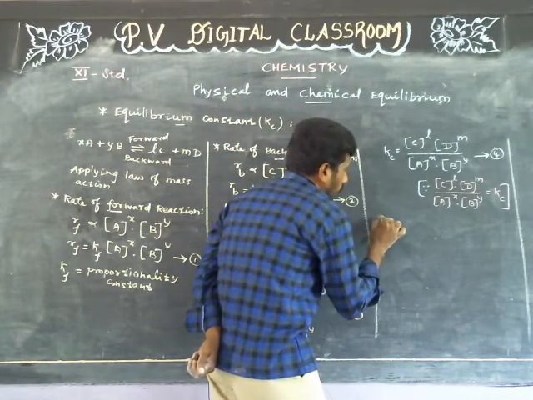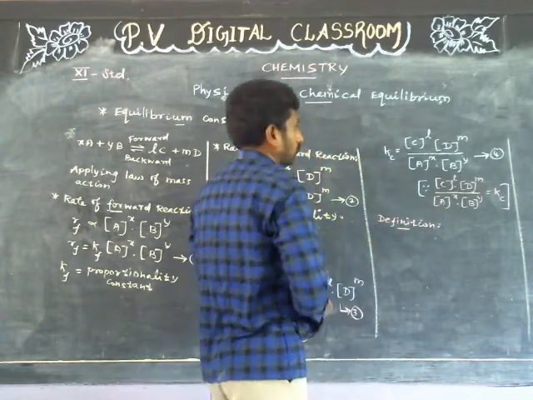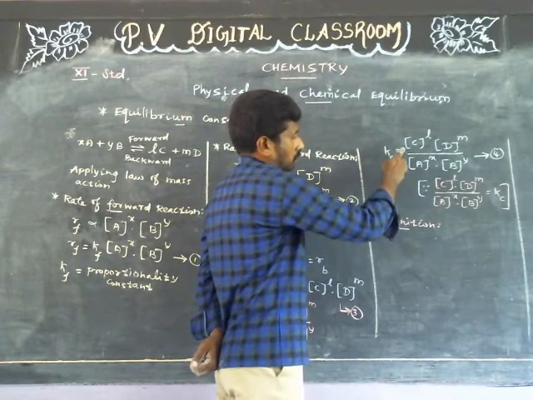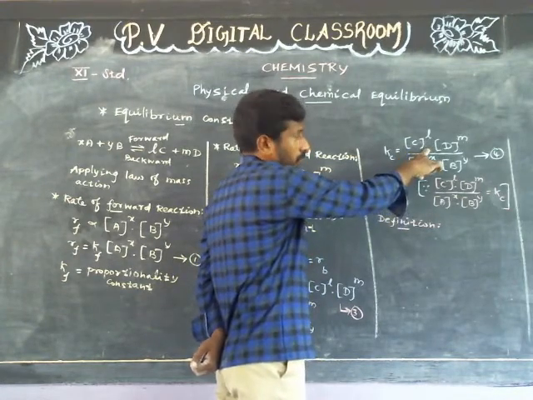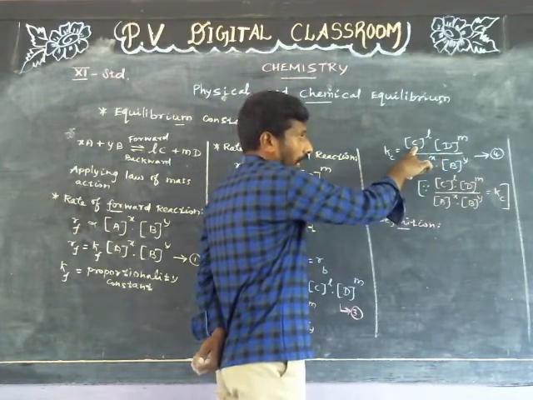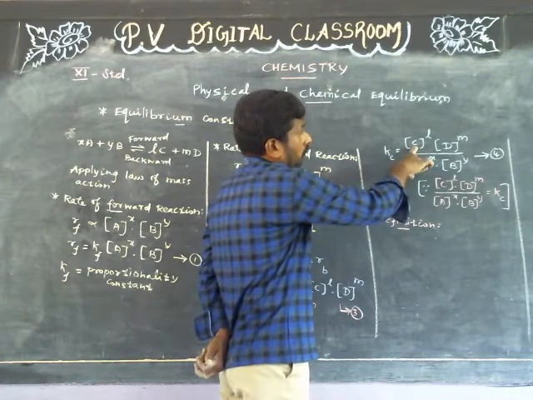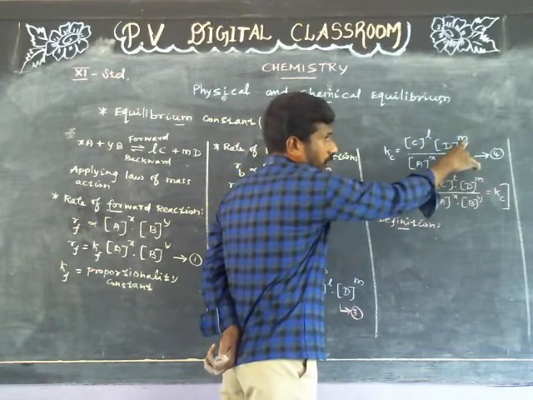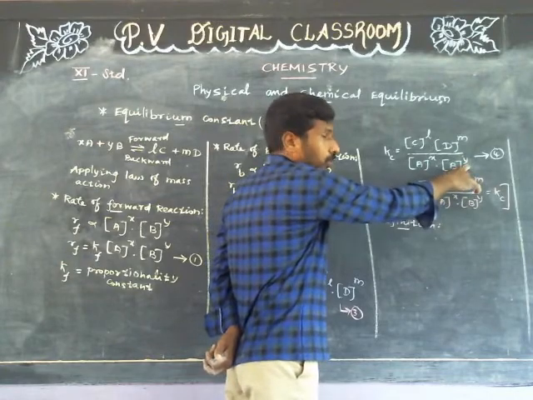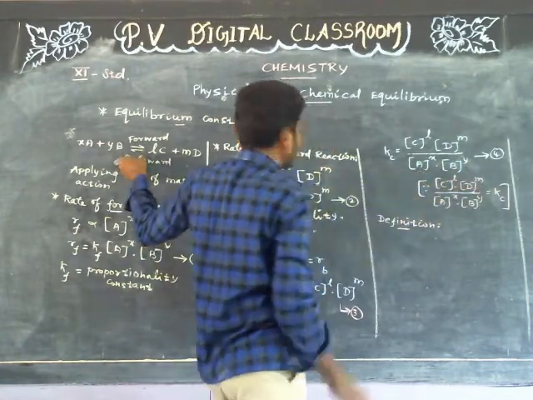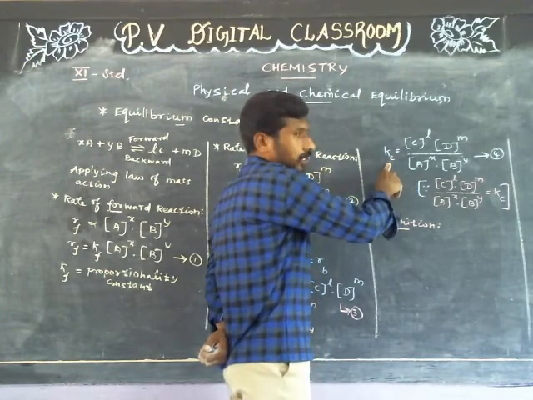Then, the definition of equilibrium constant. The ratio of the product of active masses of the products raised to the respective stoichiometric coefficient to the product of active masses of the reactants raised to the respective coefficient in a balanced chemical reaction at a given temperature is constant. This constant is called the equilibrium constant.